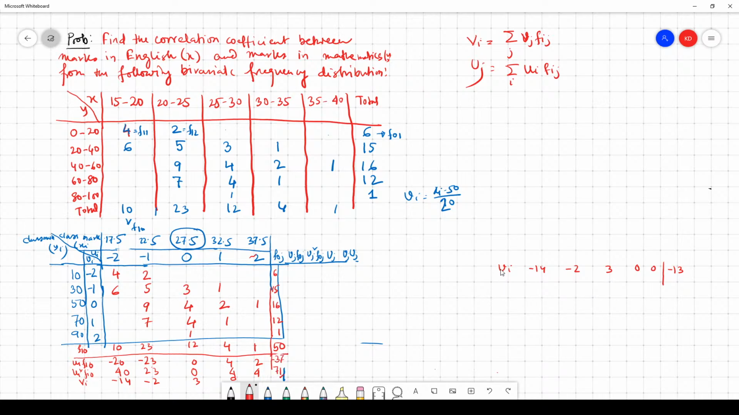Similarly, so it is capital Vi. Sorry, I change the notation. This is capital Vi, and UI capital Vi. This is 28, 2, 0, 0, 0. The sum is 30. Okay. Actually, I use these last 5 rows for checking the computation, whether this computation is correct or not.